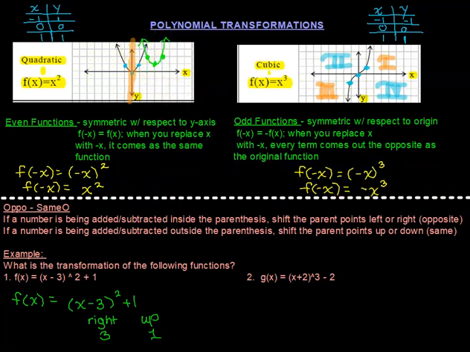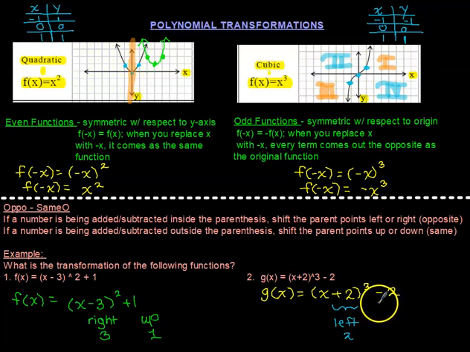Same thing with g of x. If I were to just take away all the numbers being added and subtracted, I would just have x to the third power. So this is my parent function. These are the points I'm working with, the parent function points. In order to know what this graph looks like, I'm going to do oppo-samo. Plus 2 is being added inside of the parentheses. Remember, if it's inside, you move to the left or right, but do the opposite. So since it's plus 2, you would think you're headed towards the right, but you're doing the opposite: left 2.